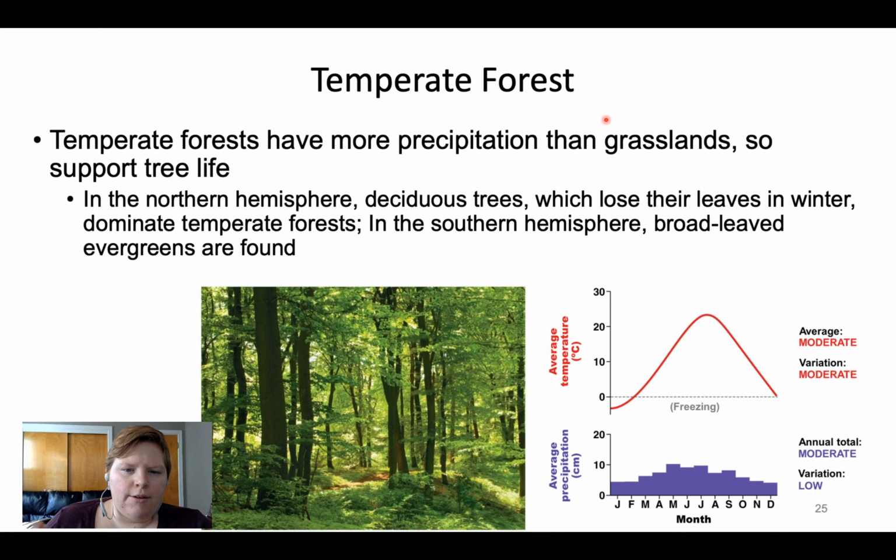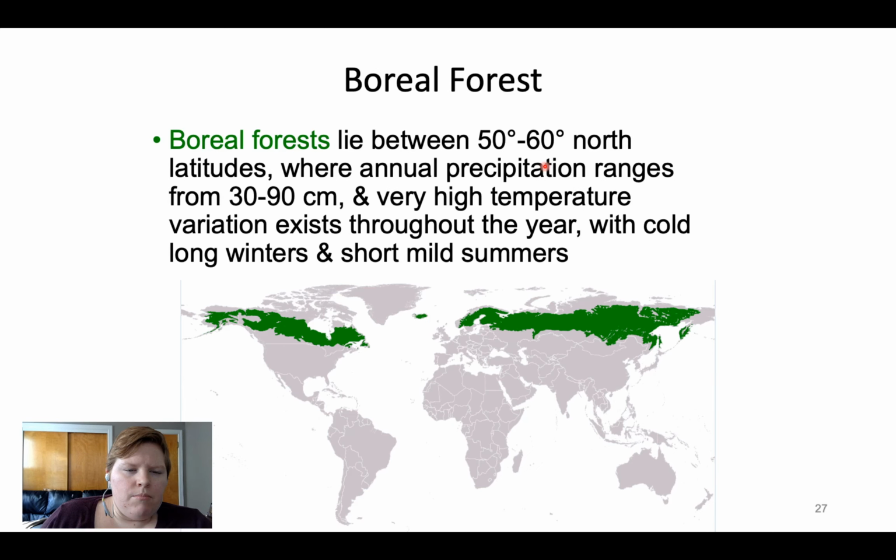Another type of forest that we have are boreal forests. So these are much colder, and these are restricted to areas high up in the northern hemisphere, so 50 to 60 degrees in the northern latitudes. So high temperature variation, very cold, very long winters, and short, mild summers. So there's going to be smaller species diversity in these boreal forests compared to the rainforests. The cold temperatures kind of dominate most of the year. So only a little bit in the summer months do we see it rise above freezing.